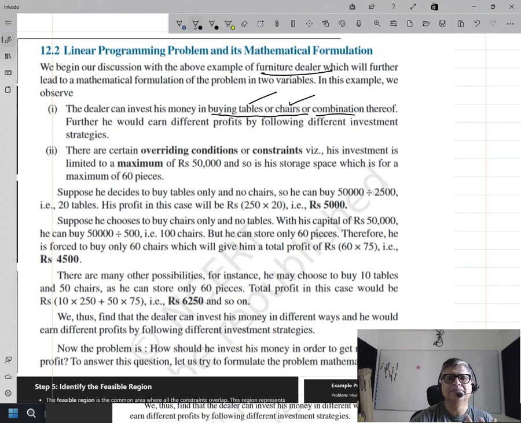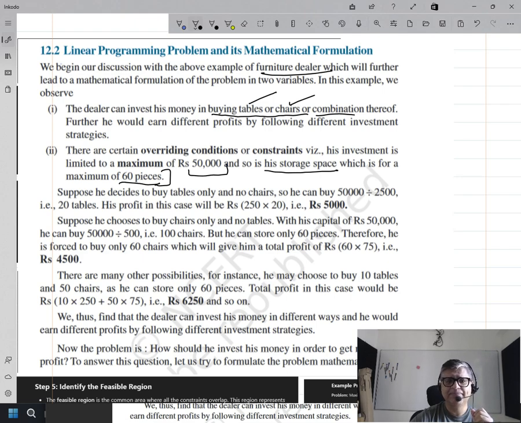But there is a problem that he has a storage constraint. He cannot store more than 60 pieces. So he can buy 30 chairs, 30 tables, 60 chairs, 0 tables, or 45 tables, 15 chairs. This is his constraint. Also, he has a constraint as far as his investment goes, that he cannot invest more than 50,000. So with 50,000 in pocket and a space where he cannot store more than 60 pieces, he goes in the market and has to decide where his profit is going to be the highest.